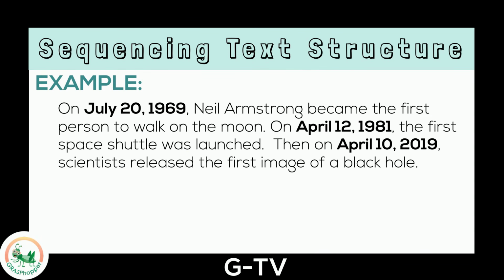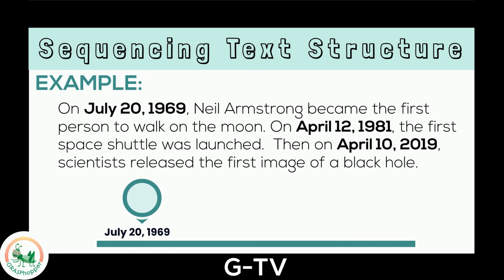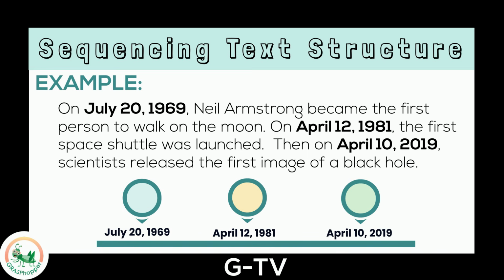Here's another example of a sequencing text structure that uses dates to show the order of events. On July 20th, 1969, Neil Armstrong became the first person to walk on the moon. On April 12th, 1981, the first space shuttle was launched. Then, on April 10th, 2019, scientists released the first image of a black hole. As you can see, the dates are in the order that the events happened.